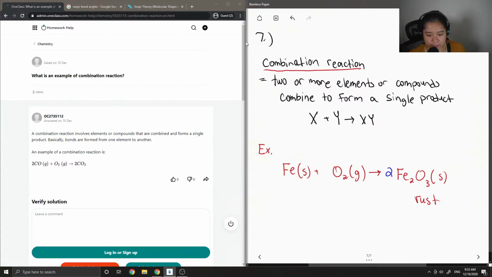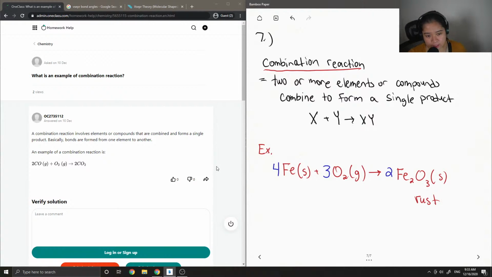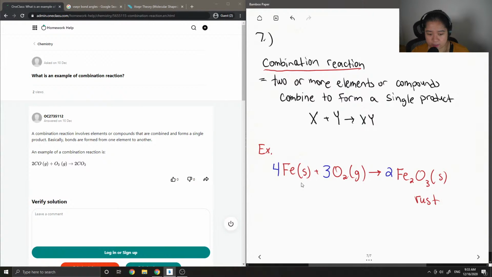And then we have Fe2O3. So I'm going to put a 3 in front of O2. So this gives us a total of 6 oxygens on both sides. So now I can balance my iron easily. So I see that there are 4 irons on my product side. So I just need to put a coefficient of 4 in front of my iron solid. This is an example of a combination reaction. We have two elements, iron and oxygen, coming together to form this Fe2O3.